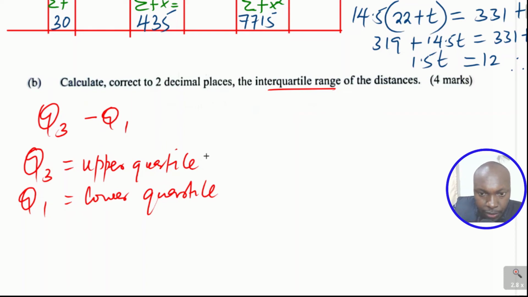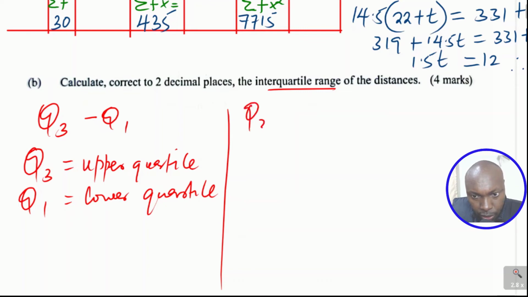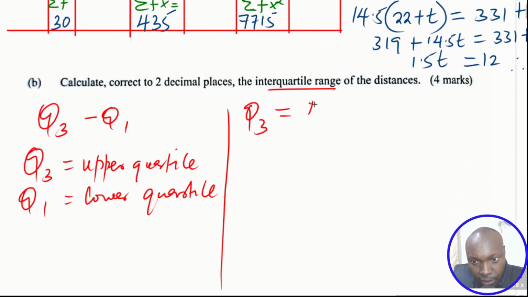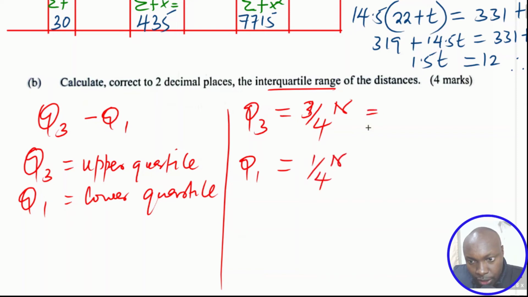How do we get these? To get the class where we find the upper quartile, we just need to take 3/4 multiplied by n, and then for Q1, it is a quarter of the total frequency, which will be 1/4 of n. This will give us the class.